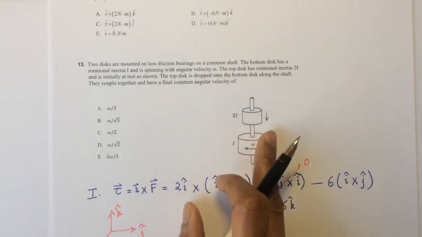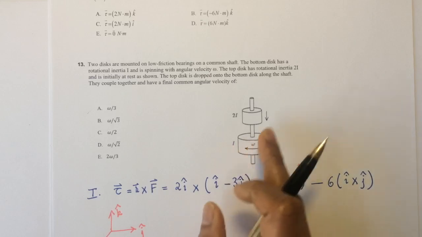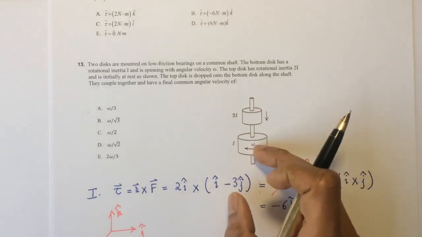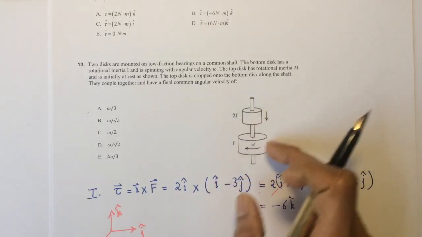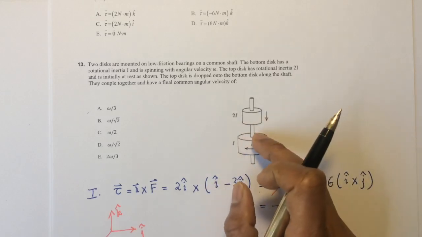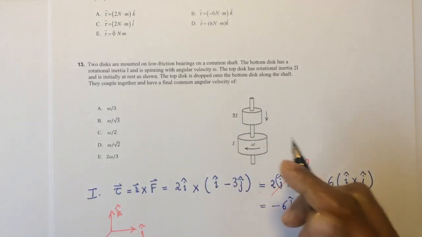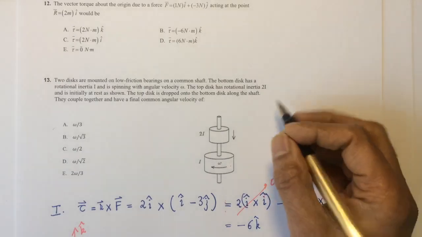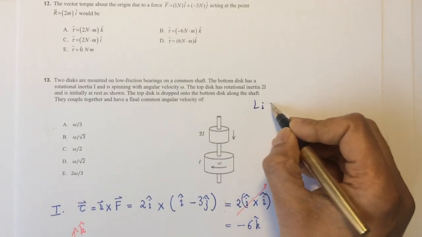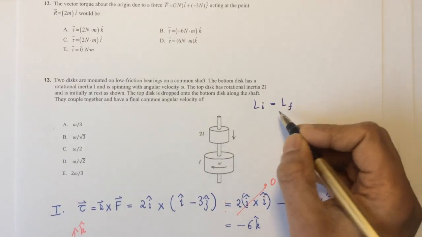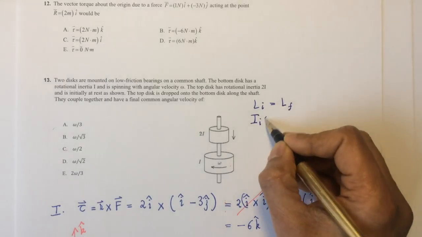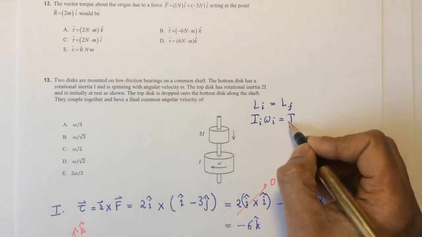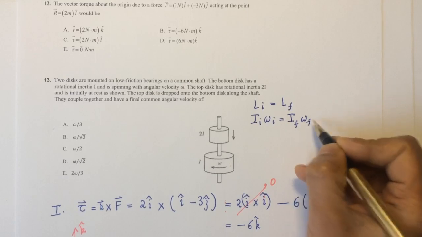The principle used here: initially this is rotating and that's not rotating, and it's been plopped onto that, and now we have to find the common rotational speed of the entire system. So what you have to do here is use angular momentum conservation. The initial angular momentum equals the final angular momentum. So I initial omega initial equals I final omega final.